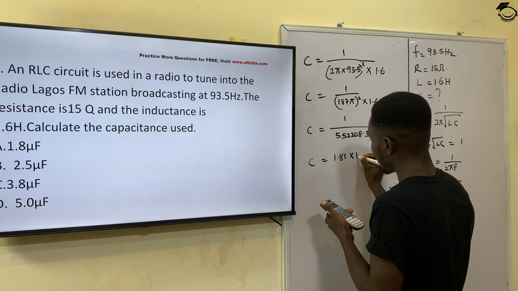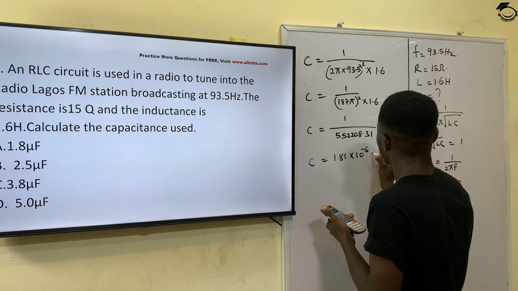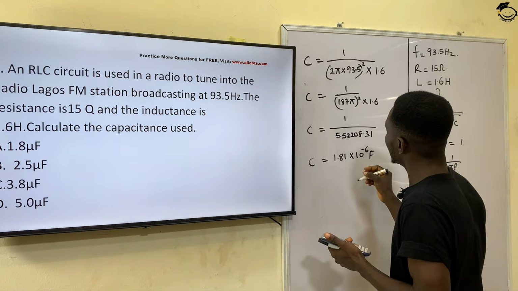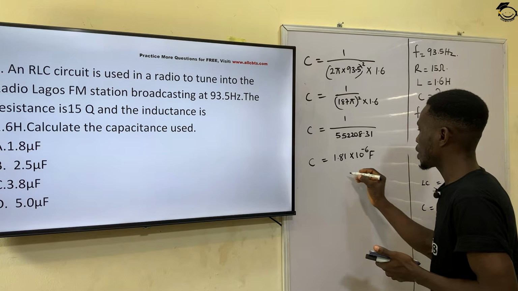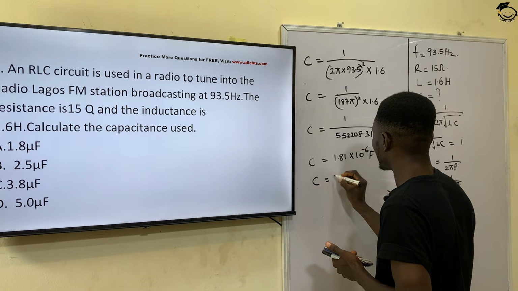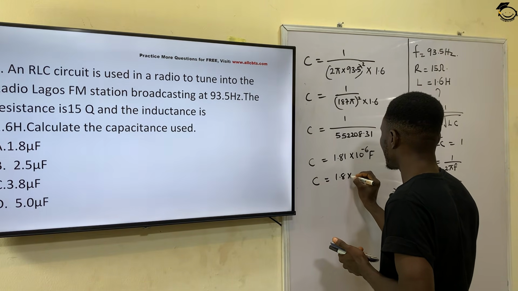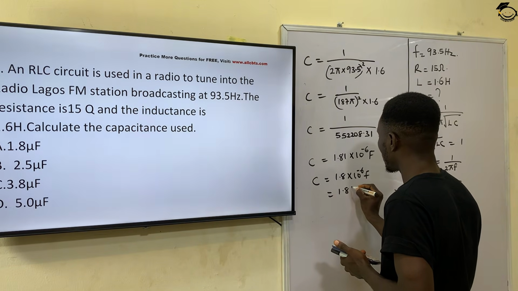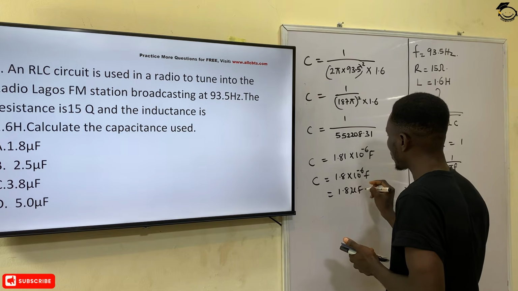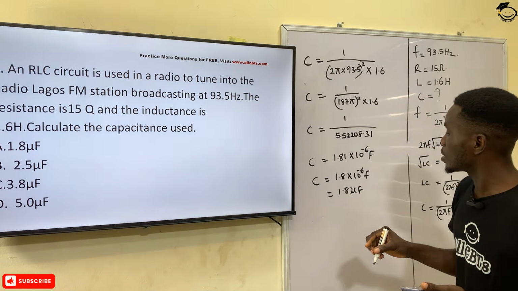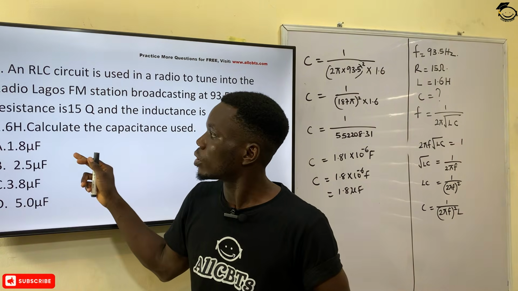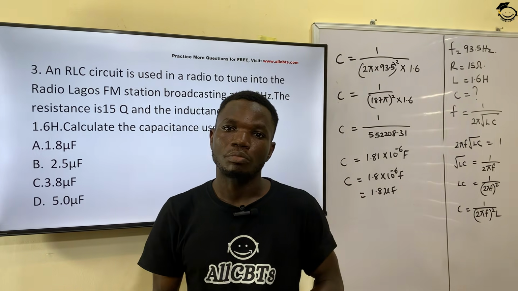1.81 times 10 raised to the power minus 6 farad. So this is the same thing as saying that my C is approximately equal to 1.8 times 10 raised to the power minus 6 farad, or you can simply say 1.8 microfarad, because 10 raised to the power minus 6 is micro. So the correct answer to this question is option A, which is 1.8 microfarad.